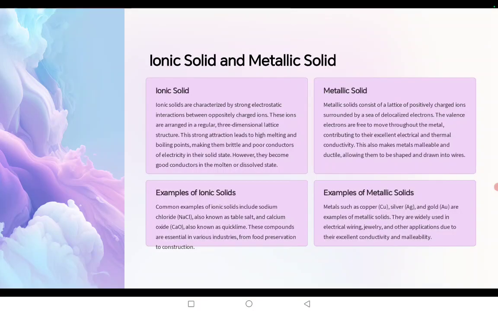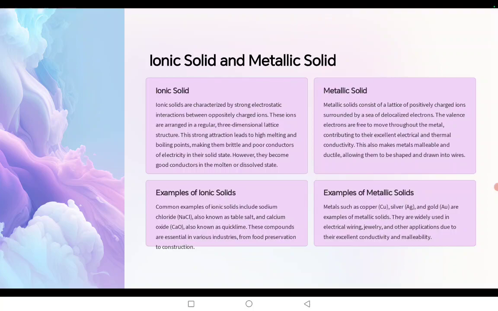Now, ionic solids and metallic solids. Ionic solids are characterized by a strong electrostatic interaction between oppositely charged ions, like positive ions and negative ions. These ions attract each other due to the strong electrostatic force. This strong attraction leads to high melting point and boiling point. And they become good conductors in a molten and dissolved state.